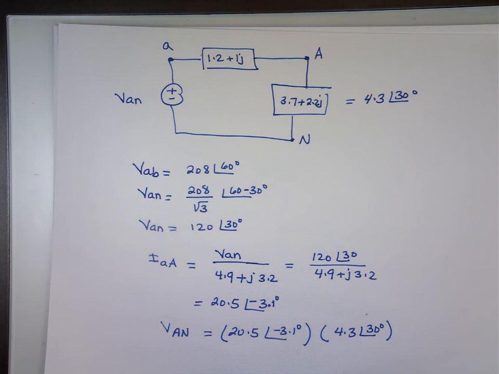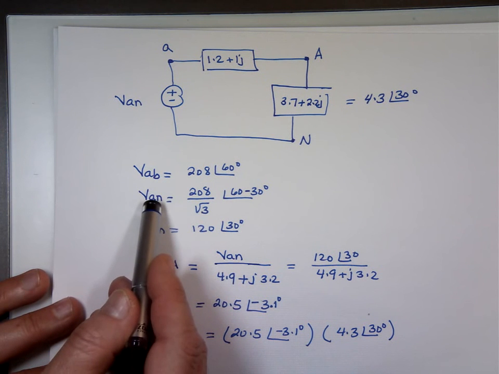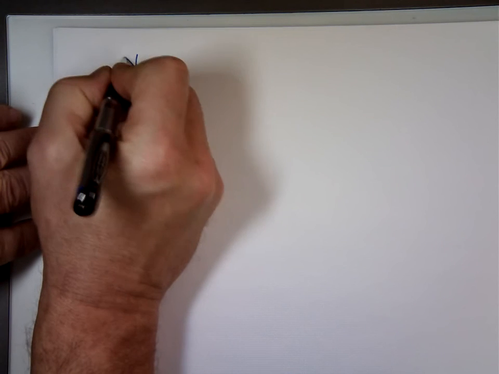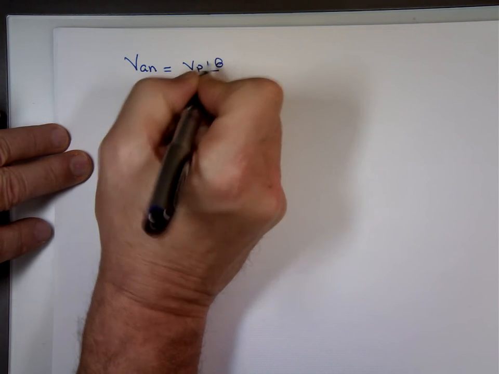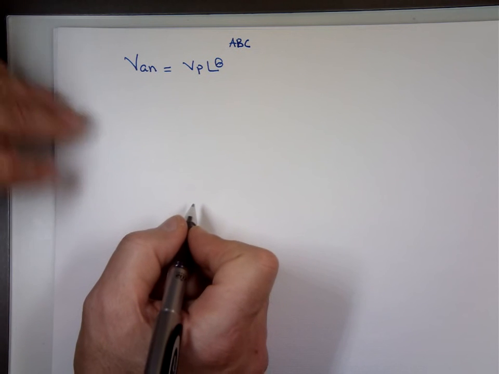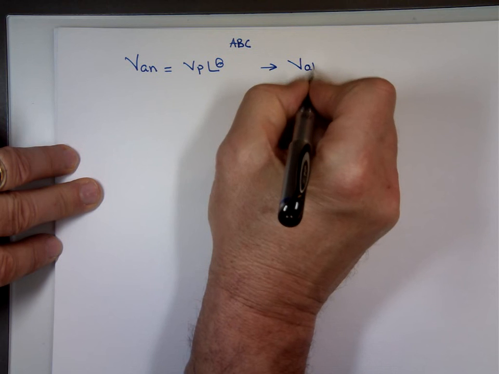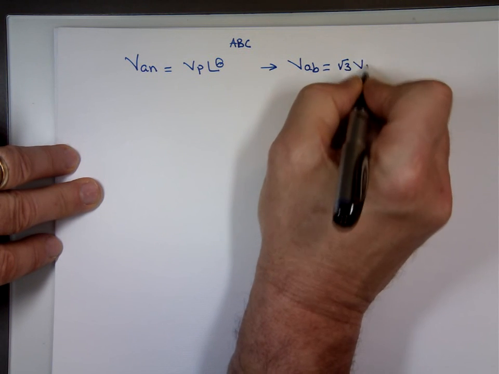If you know VAB, you can find VAN. If you know VAN, you can find VAB. If you remember from last time, we said if you have VAN equals some peak value, angle theta, and it's ABC, so ABC positive, that means VAB is going to be what? You take the square root of 3, you multiply it by the peak value, and whatever that theta, you add 30 degrees to it.